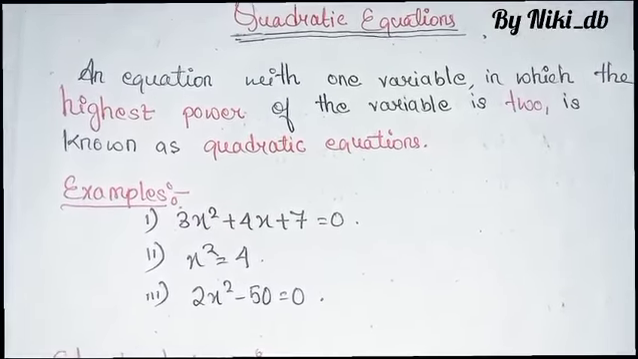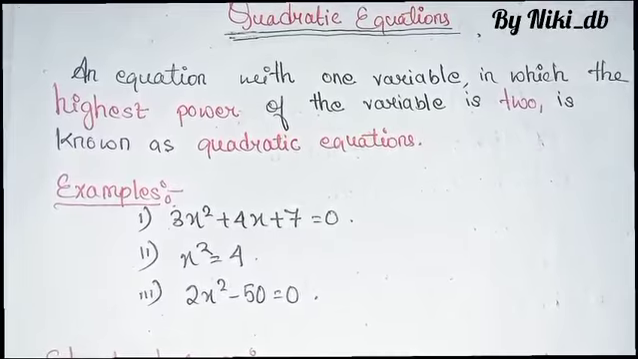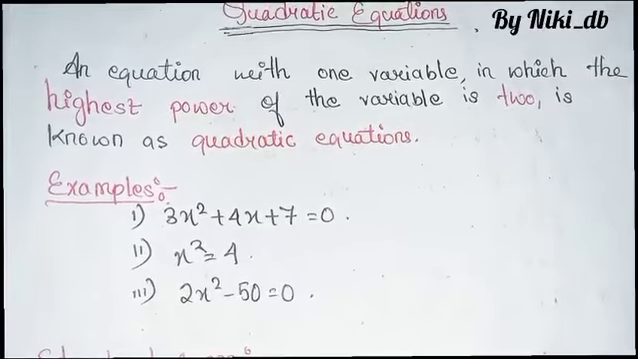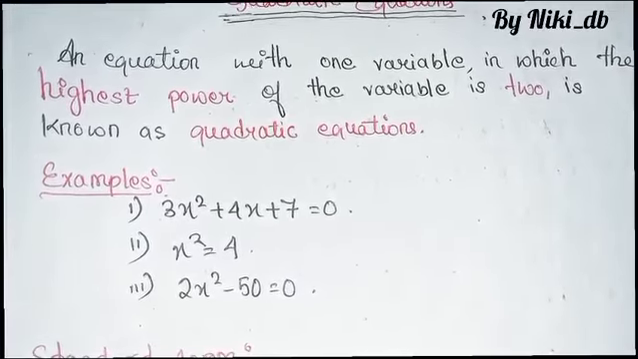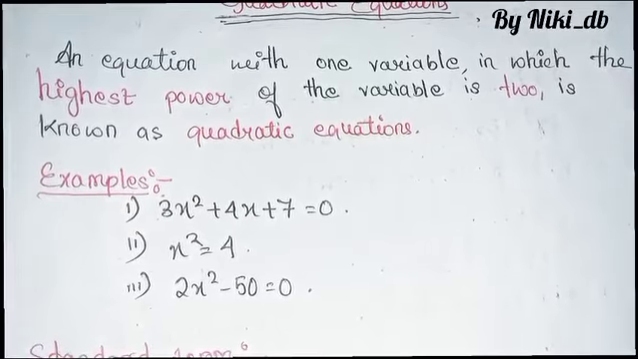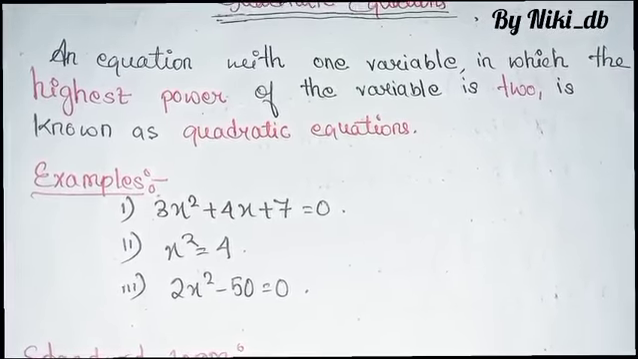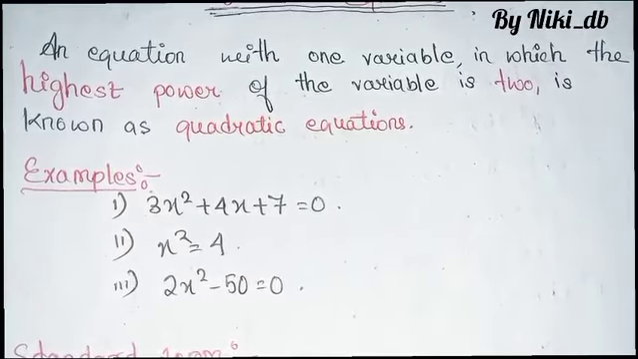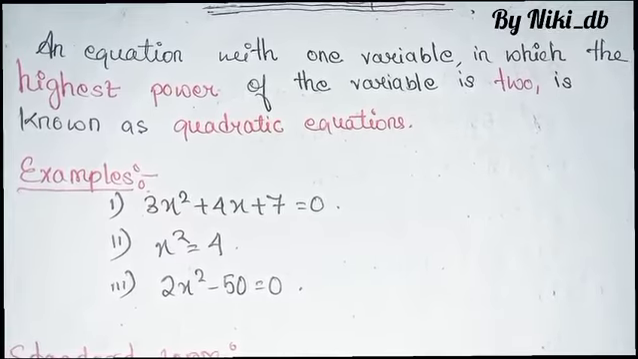Here I have shown some examples. Here first example 3x squared plus 4x plus 7 equals to 0. Here the highest power is 2. Second example x squared equals to 4. Highest power is again 2. The power of x is 2, which is the highest. And in third example 2x squared minus 50 equals to 0. Here also the highest power is 2.